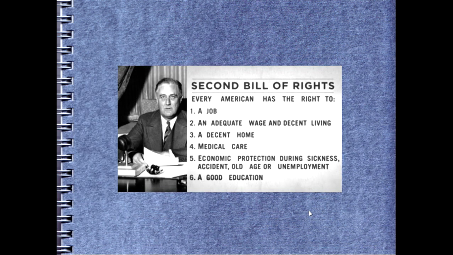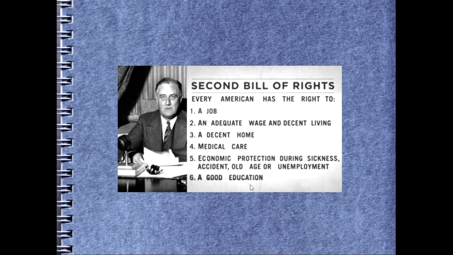Now, he presents something that caused a little bit of a controversy. In one of his fireside chats, he brings out what he called the Second Bill of Rights. And this is what he was proposing. He wanted all this codified into law: that every American would have a right to a job, an adequate wage and a decent living, a decent home, medical care, and of course, economic protection from sickness, accident, old age, and unemployment, and everyone has a right to a good education.